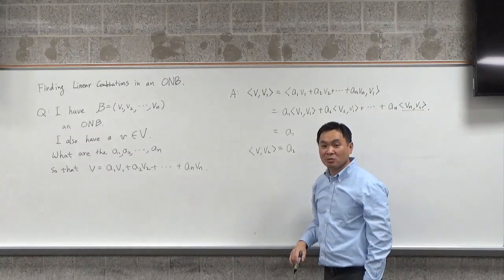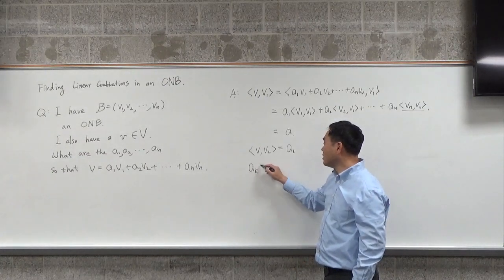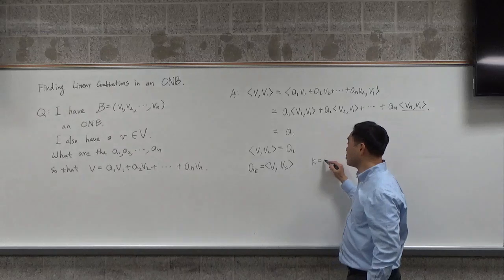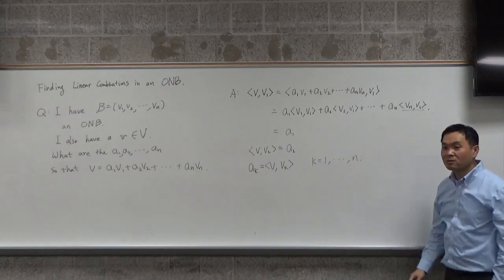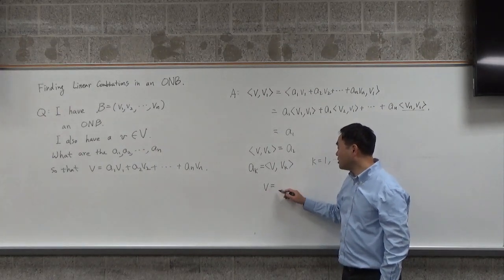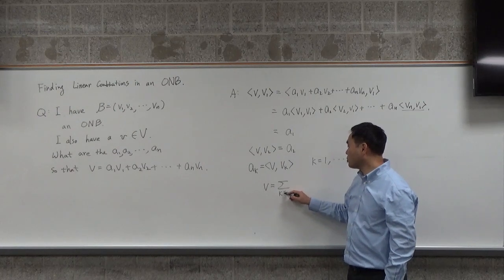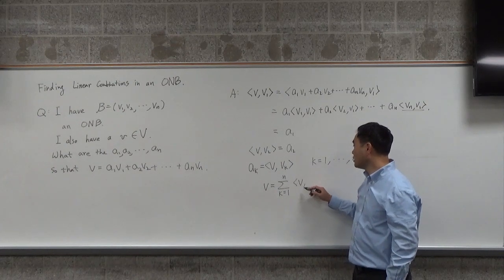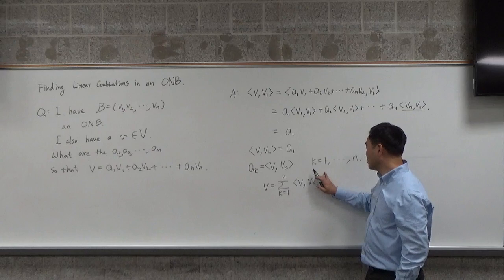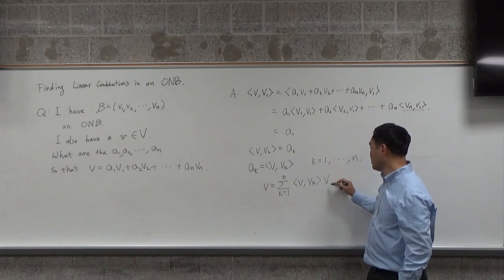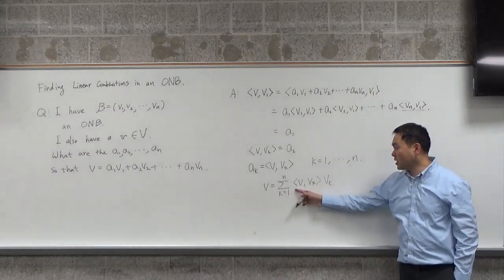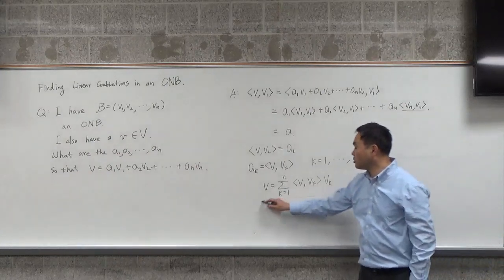So you have a really simple answer, which is that AK would be the inner product of V with VK, for K going from 1 until N. Done. And you have the following identity: V is equal to the sum for K from 1 through N of ⟨V, VK⟩ times VK. You multiply this by VK, but these are the AKs, right? So this is always true.